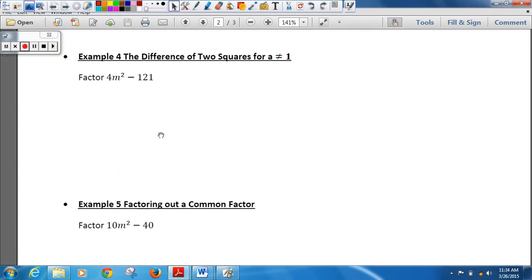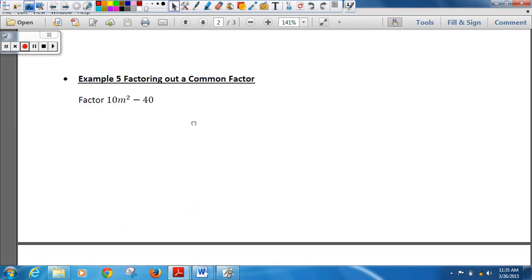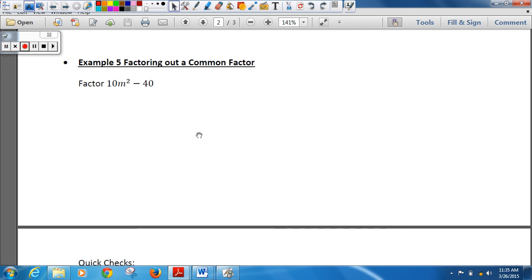So example 4. The 4 is a perfect square, and 121 is a perfect square. It's the difference of two perfect squares. So it's going to be a minus b and a plus b. There you go. Okay, example 5 then is factoring out a common factor first. So just like in our last section, if there's anything that you can factor out, the GCF first, and then you can go ahead and continue factoring it.